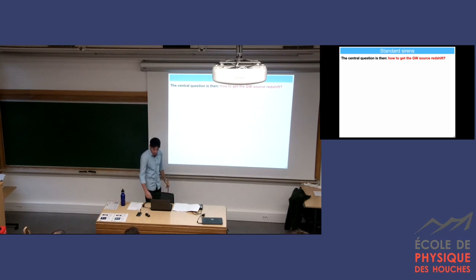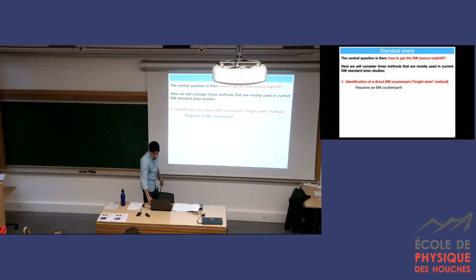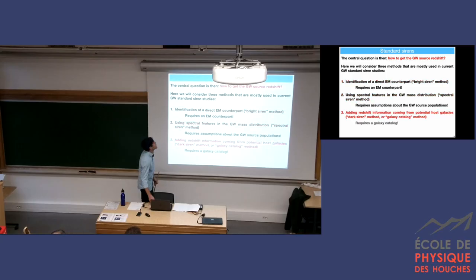And so we discussed three methods, right? So the identification of an electromagnetic counterpart, using spectral features in the gravitational wave source population. I will explain what this means. And then finally also using galaxy catalogs or galaxy surveys, to add additional information about the redshift. Again, these are all statistical methods, number 2 and number 3.